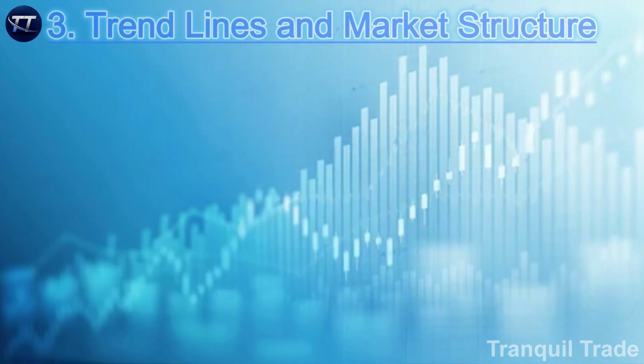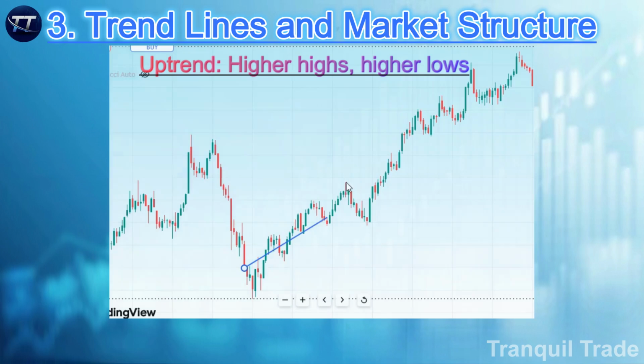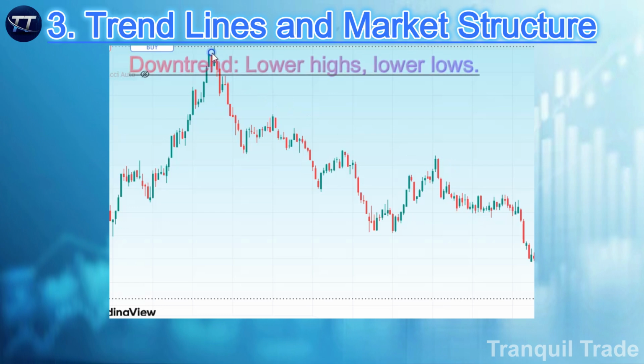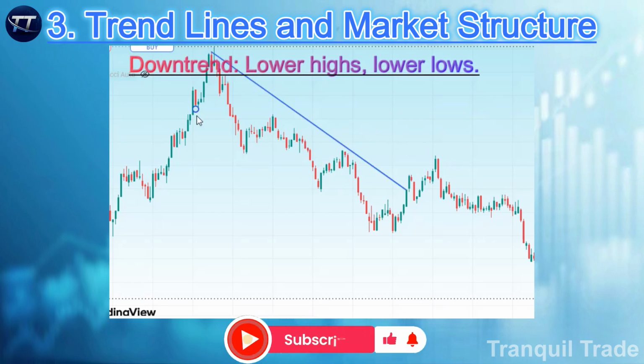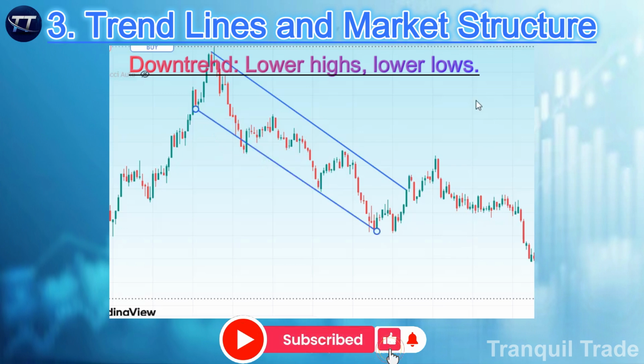Trend lines and market structure. Uptrend: higher highs, higher lows. Downtrend: lower highs, lower lows. Trend lines help confirm market direction.